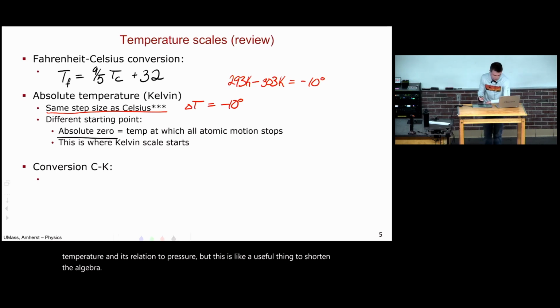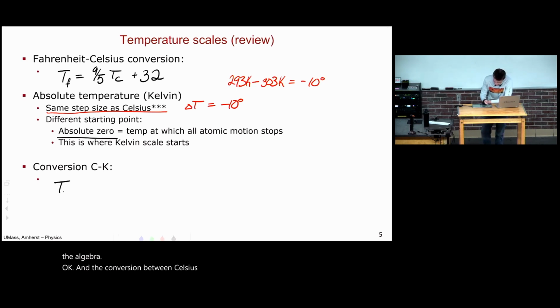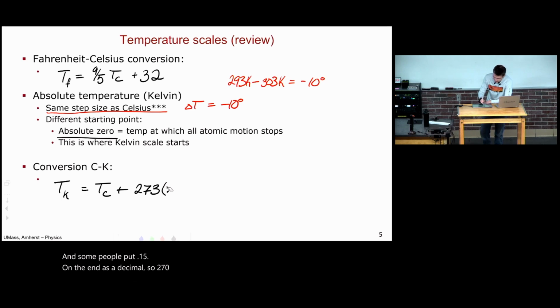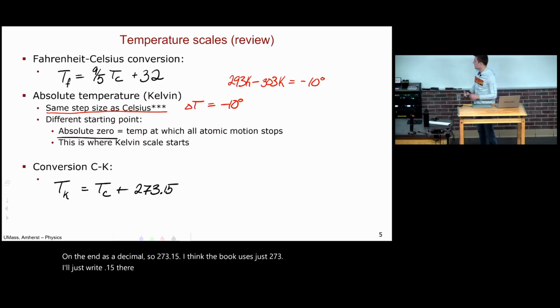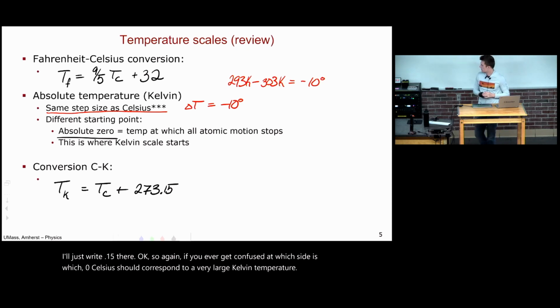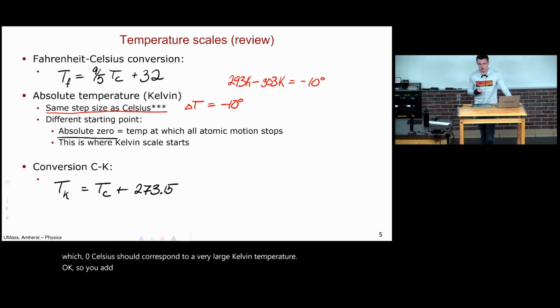Okay, and the conversion between Celsius and Kelvin is that 0 Celsius is a very large number of Kelvin, and some people put 0.15 on the end as a decimal, so 273.15. I think the book uses just 273. I'll just write 0.15 there. So again, if you ever get confused at which side is which, 0 Celsius should correspond to a very large Kelvin temperature. So you add a big number to the Celsius temperature to get the Kelvin temperature.